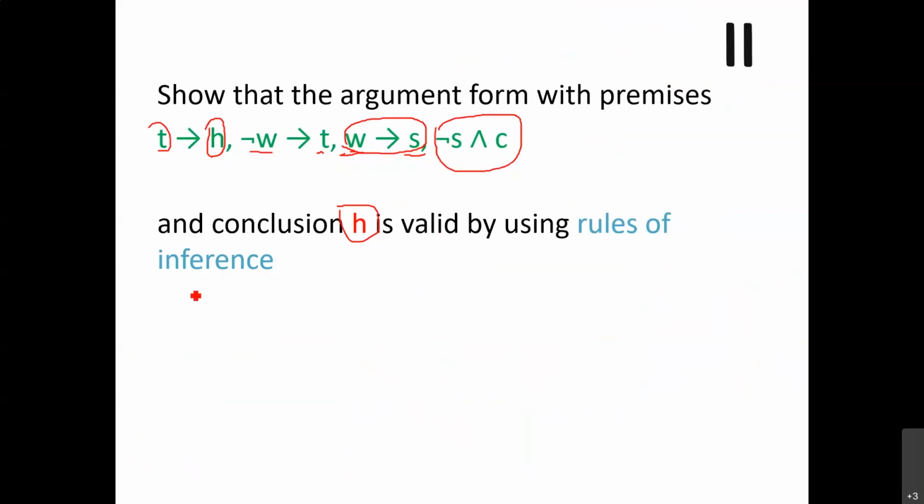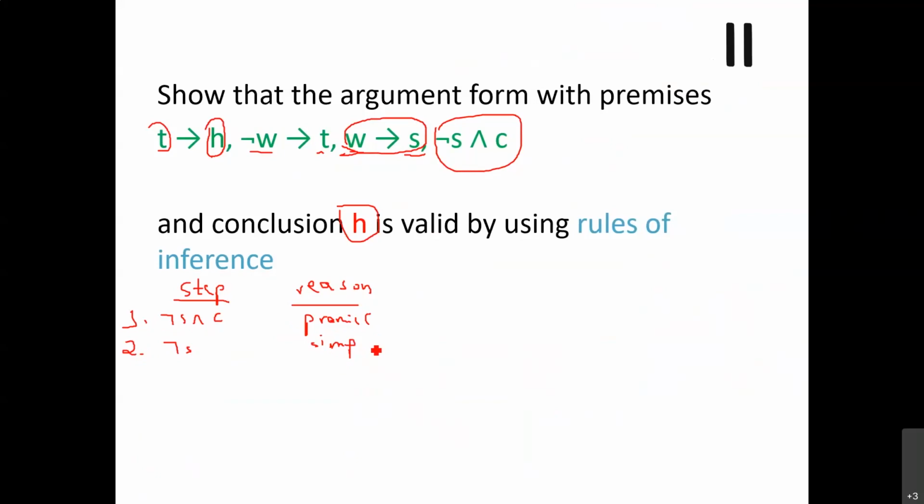Actually, let me try to write it. Maybe it will be easier then. So step and reason. Step 1, we have not S and C. This is my premise. Step 2 is just not S, simplification of 1.